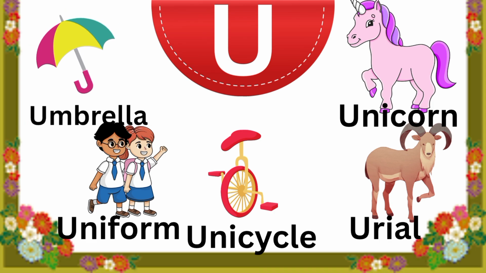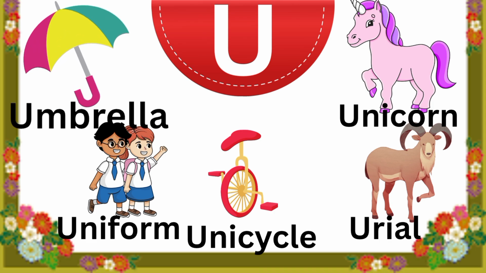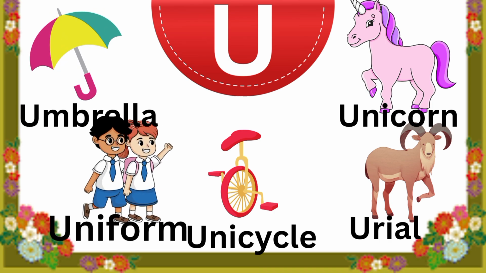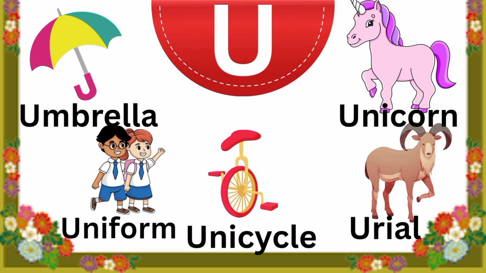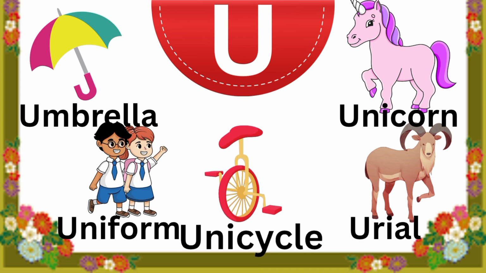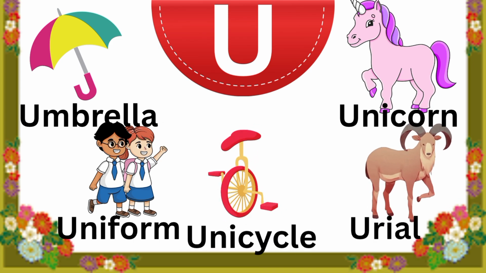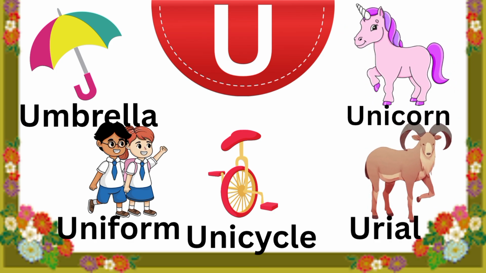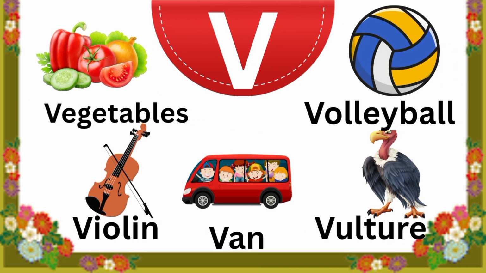U is for umbrella, umbrella. U is for uniform, uniform. U is for unicycle, unicycle. U is for Uriel, Uriel. U is for unicorn, unicorn.